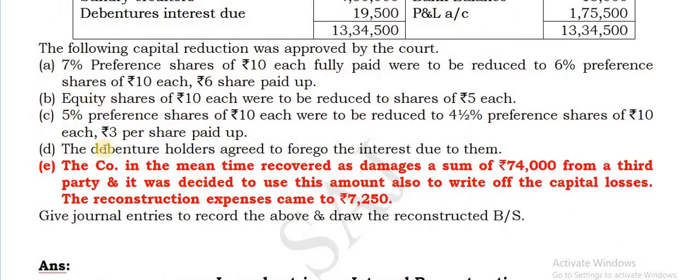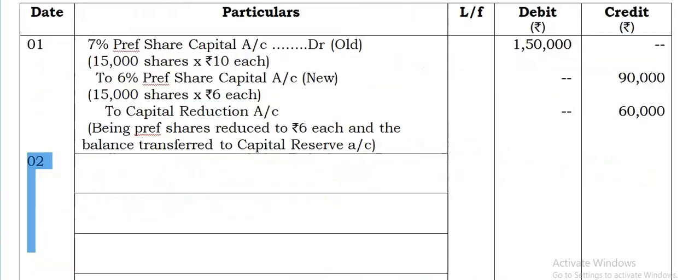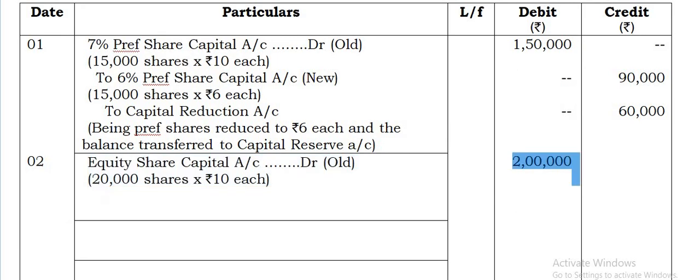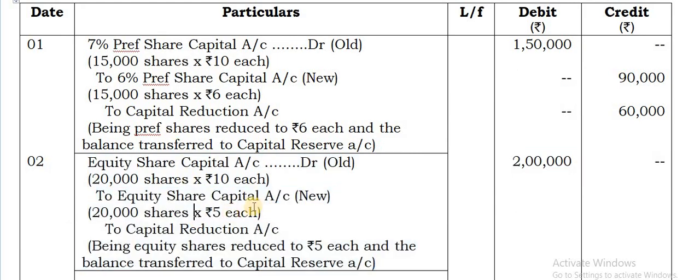That you have understood. Equity shares of rupees 10 each were to be reduced to shares of rupees 5 each. So you can take equity share capital, the old one, give a credit to again new equity share capital, that is 20,000 shares into 5 each only. So that gives you 1 lakh, and the balance amount is transferred to capital reduction account. That also comes to 1 lakh.